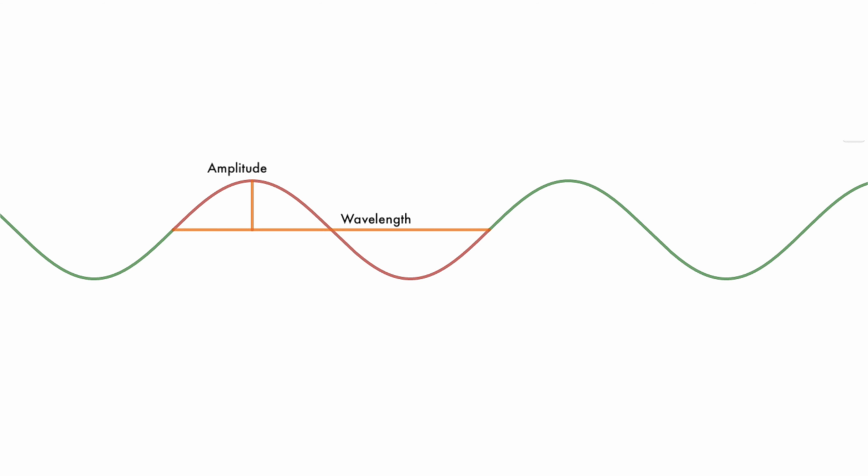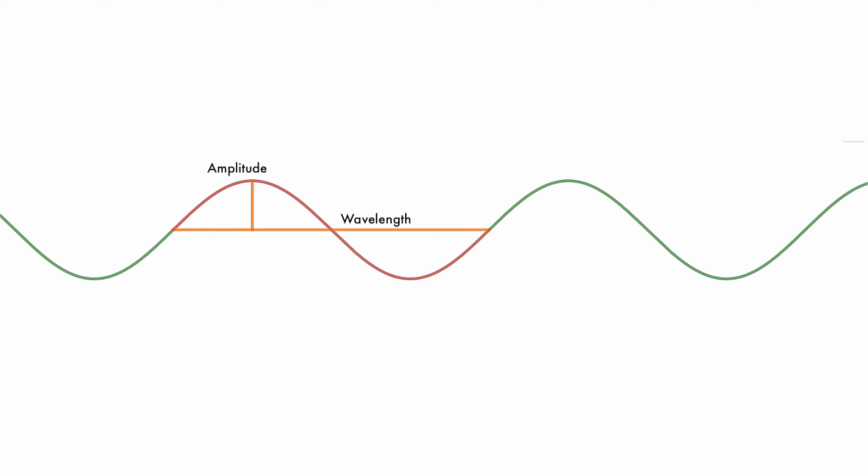Let's talk about waves for a second. The height of the wave is also called the amplitude, and the length of one cycle is called the wavelength. This image shows one cycle highlighted in red with the amplitude and wavelength marked.